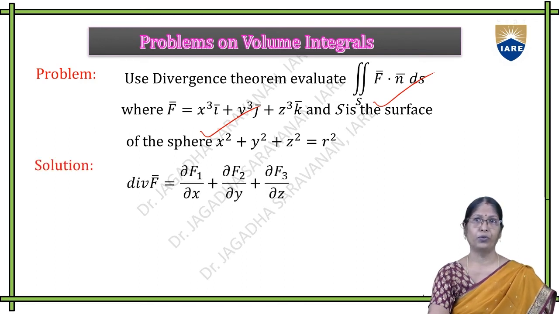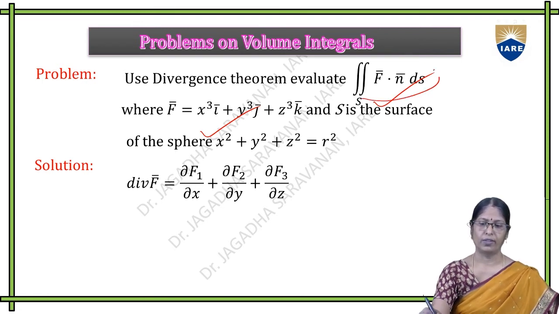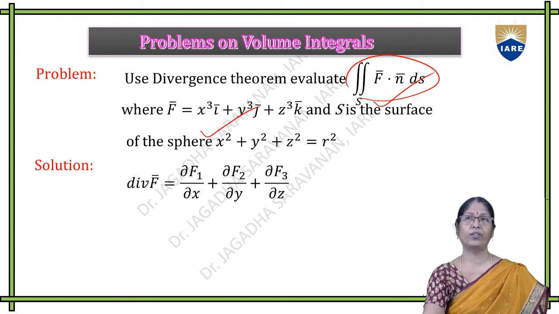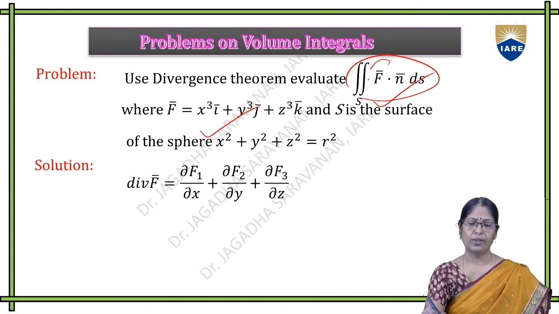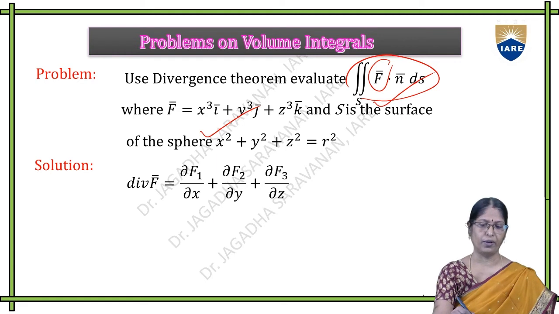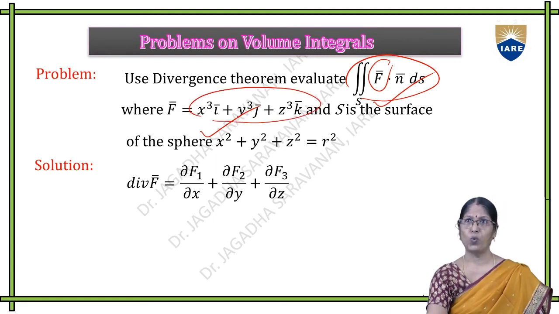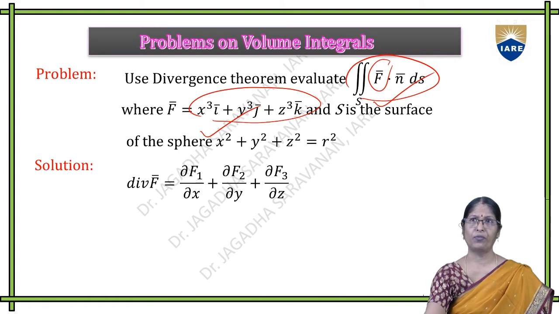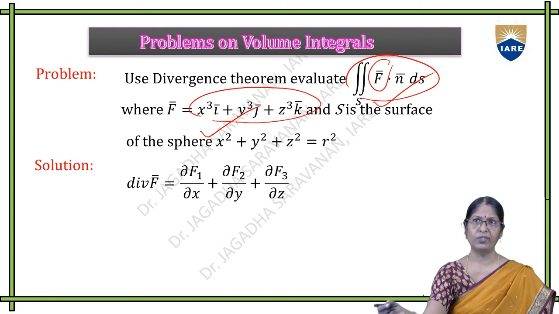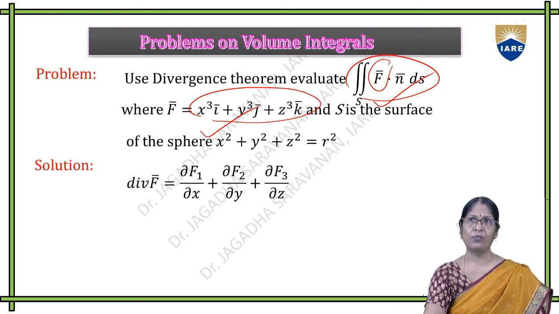So the surface is given here. We have to calculate a surface integral for the vector function which is given. But instead of the surface integral, we can find the volume integral, because by the divergence theorem, the surface integral is equal to the volume integral of divergence F. So that technique we are going to use; we are going to evaluate the volume integral.